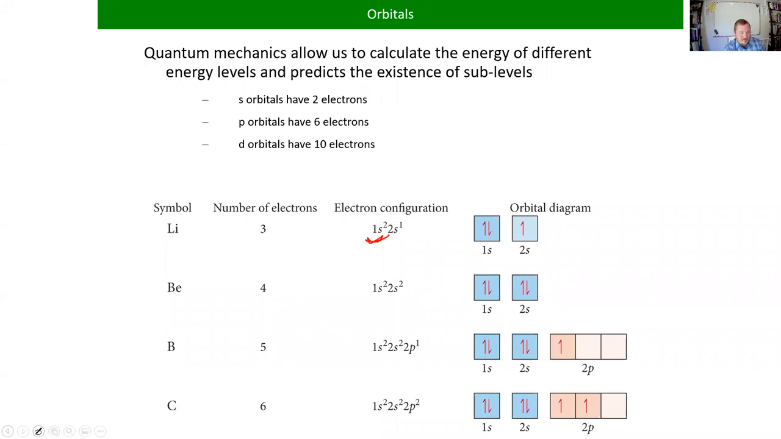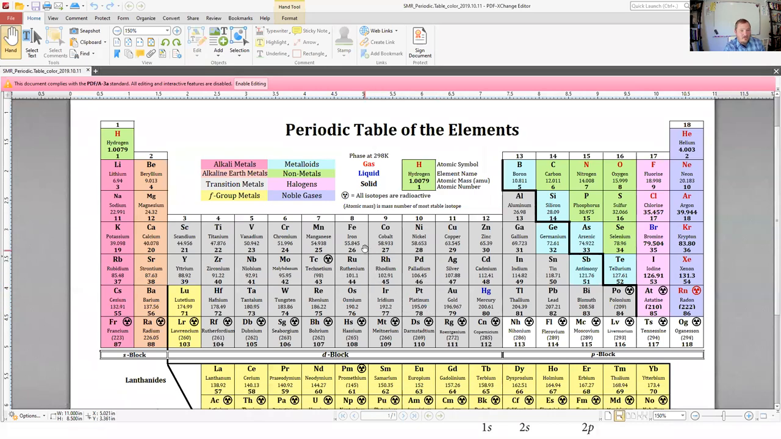Then the next energy level is energy level two. So lithium has a total of three electrons. Two of them are in the 1s orbital, and then the last electron is going into the 2s orbital. Right? And so the periodic table has this information built into it if you know how to look at it.